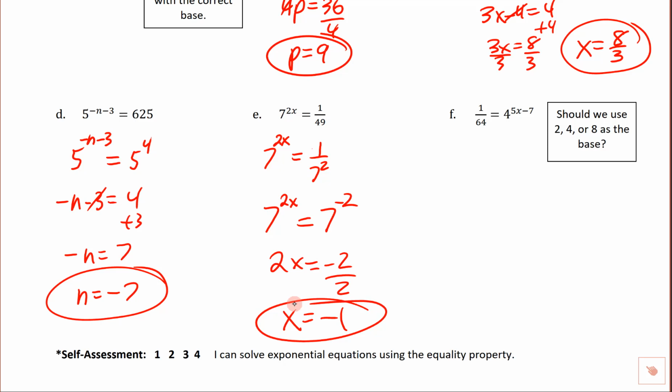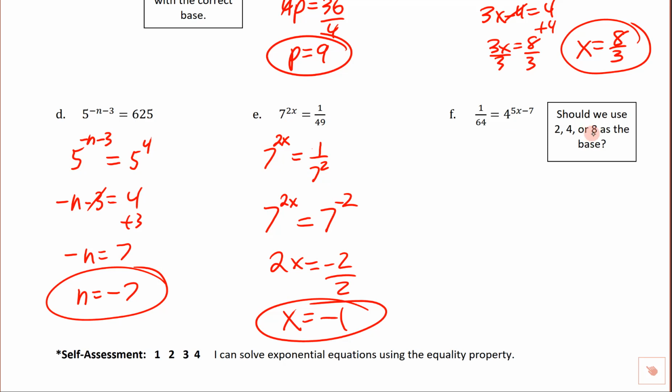Now, on this last one, you'll notice that we've got a 1 over 64, so we're going to deal with it in a similar fashion that we did right here, and we've got a base of 4. So you might look at that and say, gosh, I could use a base of 8 for this. I could also use a base of 4 or a base of 2. But each one of the problems is going to have at least one side that's written with the correct base. Now, it is true we could use 2 as a base for both sides, and we could solve it that way. We're going to keep it simple. We're going to leave this one the way it is.